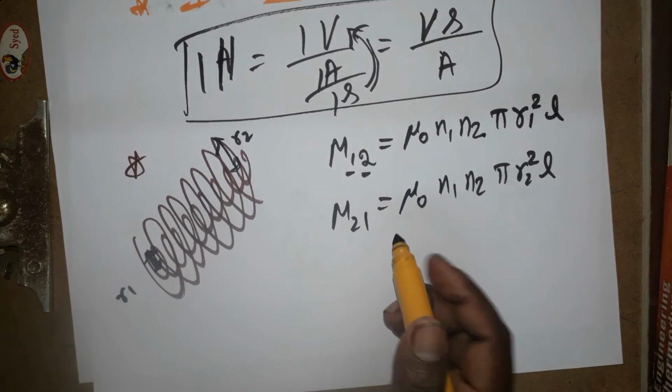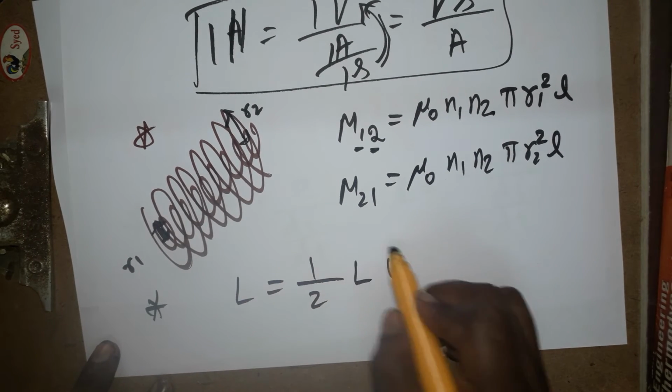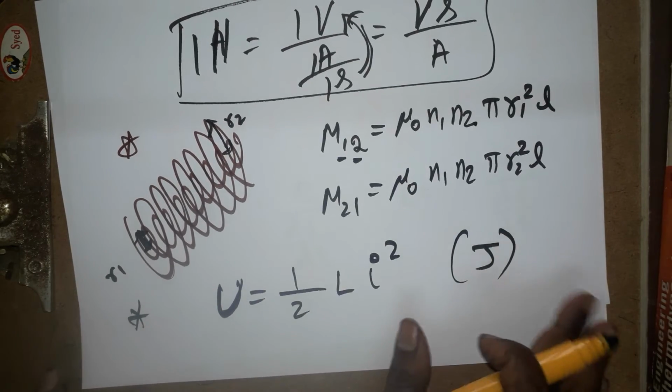The energy stored in an inductance L is equal to half L I square. U is the energy stored. The unit of this is joules. Okay, EMF generation in an AC circuit. This is also a very important question. Many times this question is asked in the CBSE board exam.